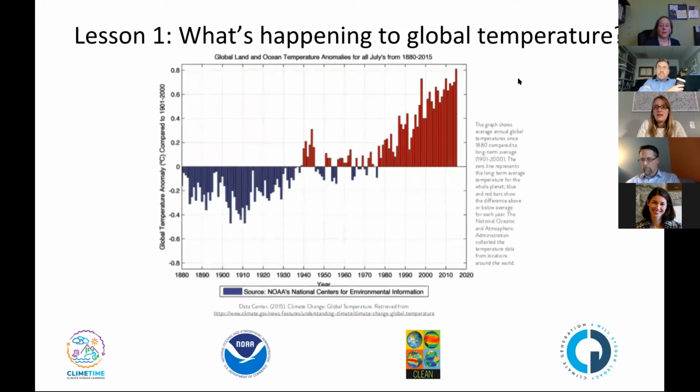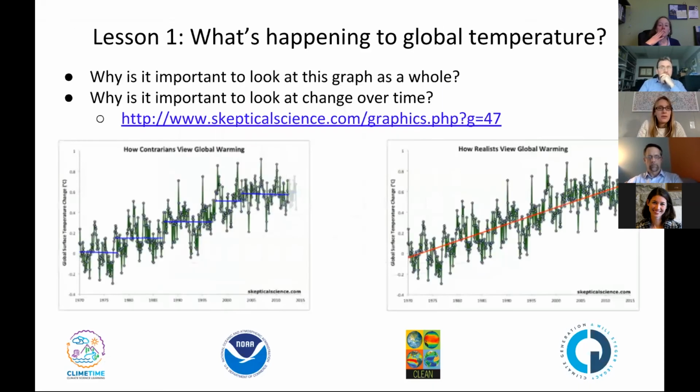But this activity starts by handing out those graph segments to your students and asking them what they notice about the graph and what they see. And then once they have shared that information and digested some of that, to put them all together and to come up with this particular graph that looks at the change in temperature over time. And when you put that together, you see a much different picture than when you're looking at just the small segments. And it's really important, obviously, to look at all of that information as a whole and to look at change over time.